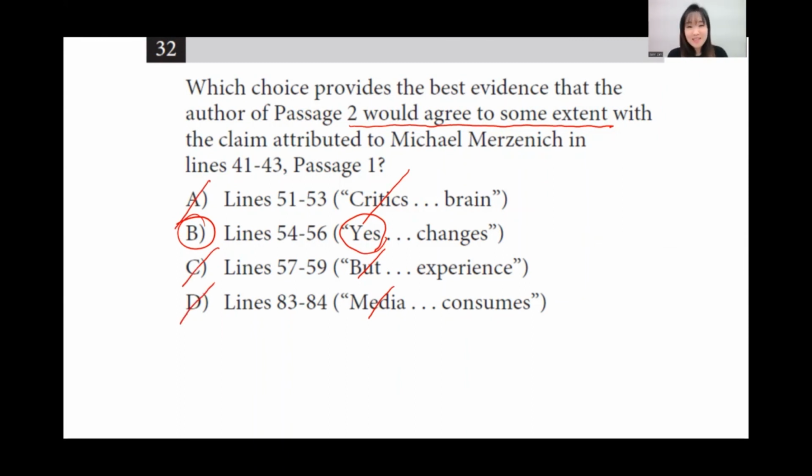So I hope that tip helped out a little bit in easing your stress about the SAT reading section. But just remember, practice makes perfect. So practice as much as you can, and I wish you the best of luck on your next SAT.